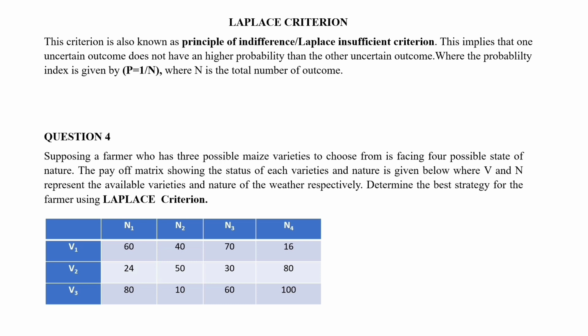However, in some cases, you might be given the probability index to use. But if you are not given the probability index, you are going to use the formula p equals 1 over n. Now, let's proceed to solve the question.